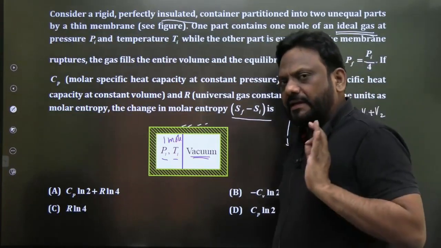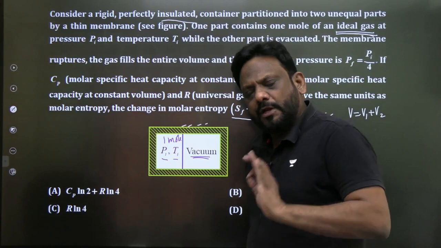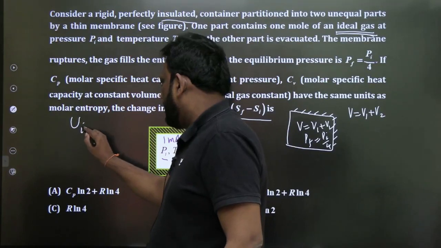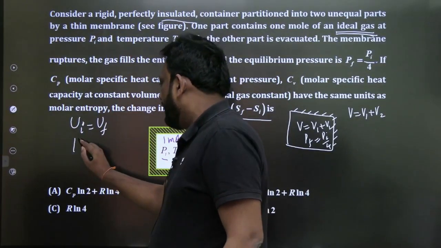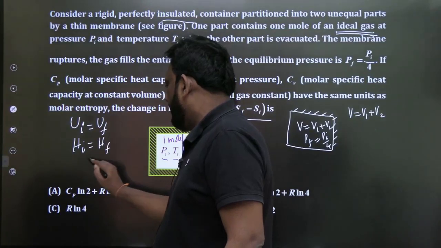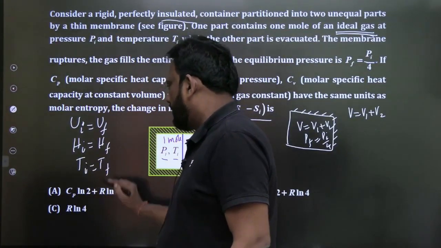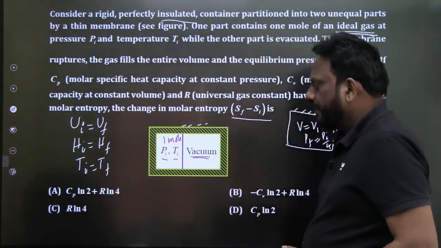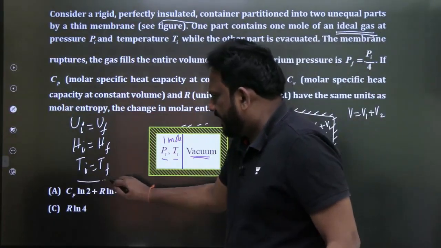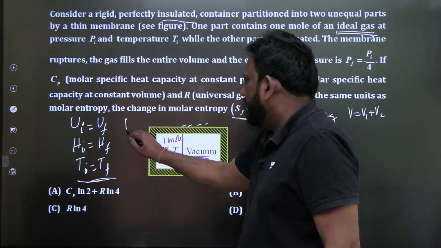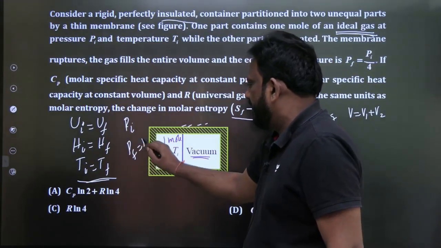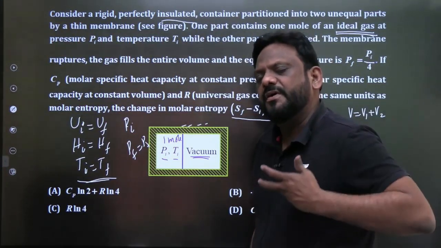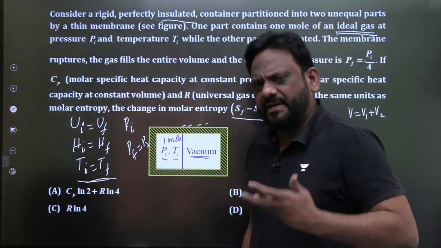I taught in my earlier regular courses that whenever an ideal gas is undergoing free expansion, initial internal energy is equal to final internal energy, initial enthalpy is equal to final enthalpy, and initial temperature is equal to final temperature. So here Ti is equal to Tf. Now, my dear students, we know the temperature relationship and the pressure relationship. The initial pressure is Pi and the final pressure is Pf. So just find the entropy change of the gas, which will also be equal to the entropy change of the universe. It doesn't matter whether it is universe or system.